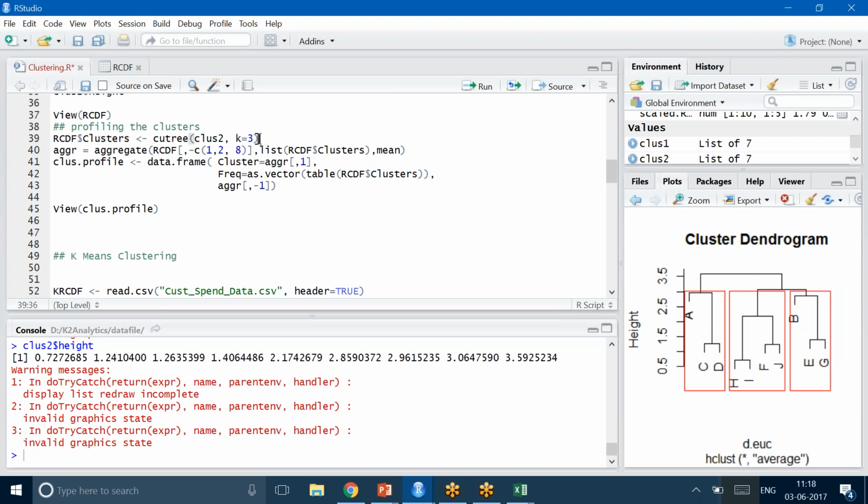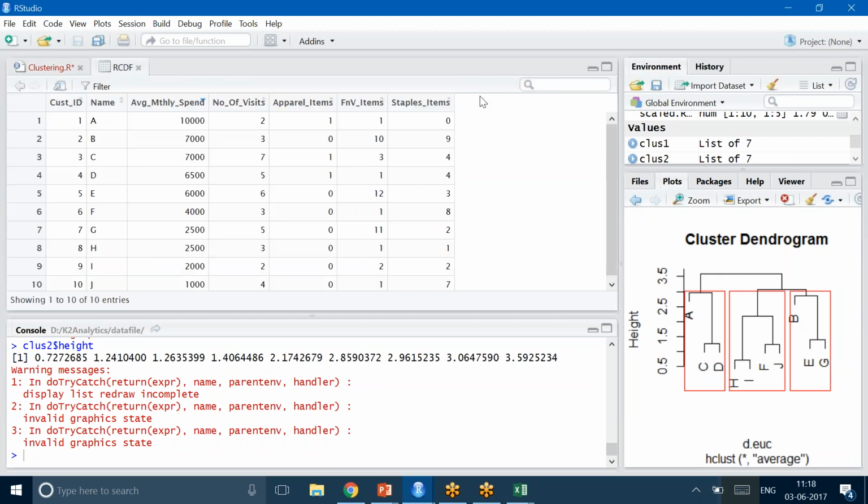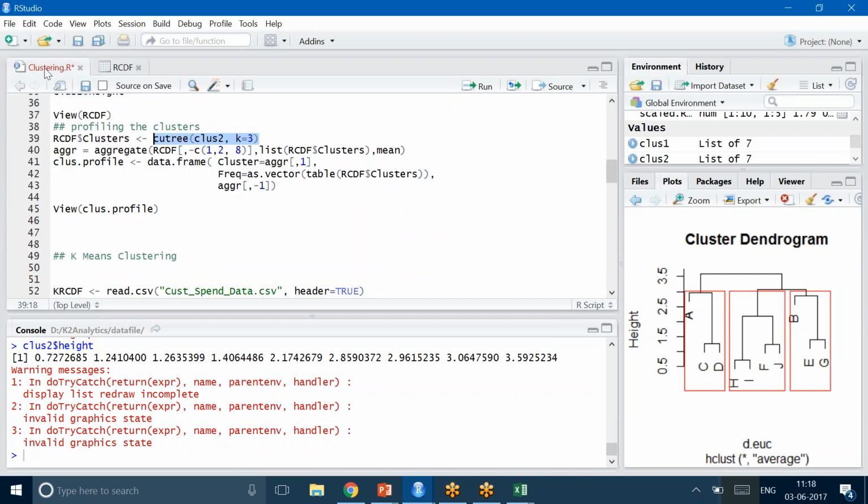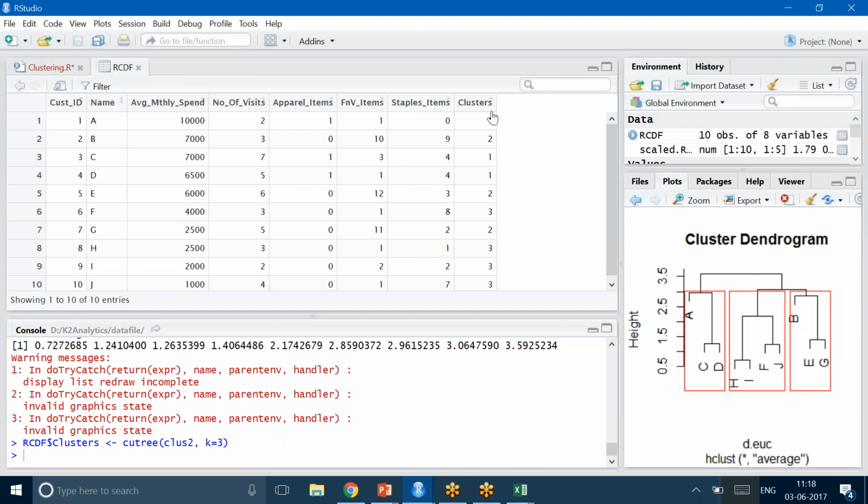So what I'm going to do is use this cutree function. As of now you see there is no column here which says which cluster record A belongs to. I don't have that knowledge. So I'm going to run this step. The moment I run this step, I've put them: this belongs to cluster 1, this belongs to cluster 2, and this belongs to cluster 3. Now I know who belongs to which cluster.